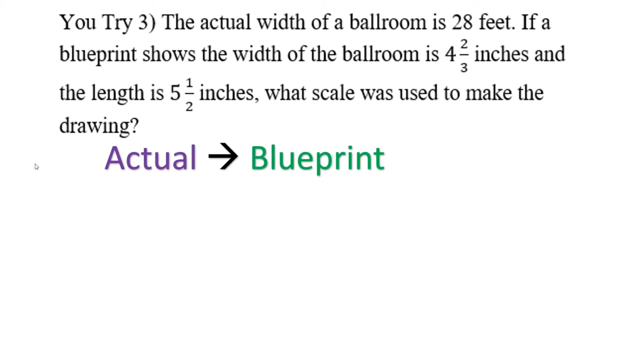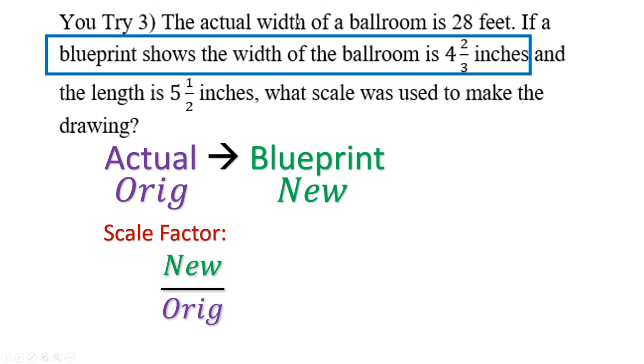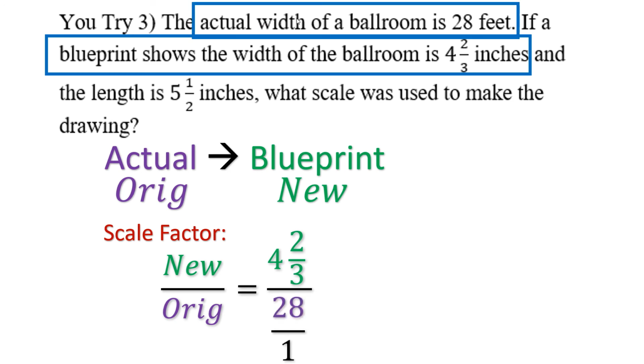So first off, we have to look at the key information from the actual to the blueprint, because we're going from the actual to the blueprint because it says what scale was used to make the drawing. So therefore, the actual is the original and the blueprint is what's been created from the actual. So the scale factor would be new over original. So which blueprint value do we use? Well, we know the actual width is 28. So we need the blueprint's width because we'll be using the actual width of 28.